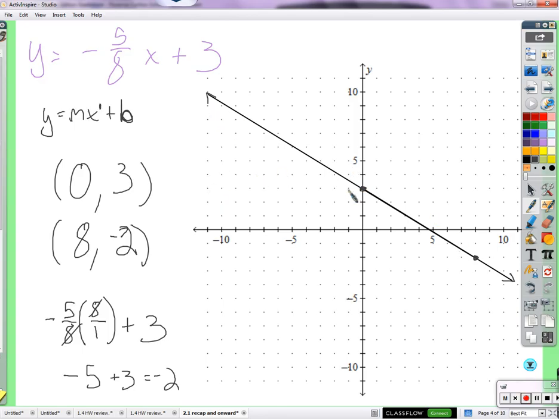All right, let's see if my graph is good. 1, 2, 3, 4, 5, 6, 7, 8. 1, 2, 3, 4, 5, right up there. So if this was a graph of somebody losing $5 every 8 hours, if we go back in time 8 hours, we'll see that they used to have $5 more than they have now. We're going back in time.